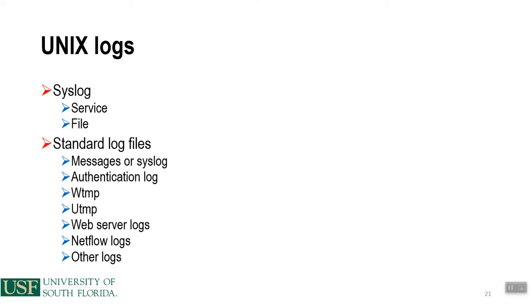Now, up until this point, we've talked about Windows systems, but remember that log files are actually ubiquitous across a lot of different systems and applications provided within an enterprise environment. We're also going to talk about UNIX logs. What do UNIX logs look like? We'll talk about syslogs, which have service and files. Then we have standard log files such as messages or syslogs, authentication logs, WTMP, UTMP, web server logs, Netflow logs, and other logs that are available.